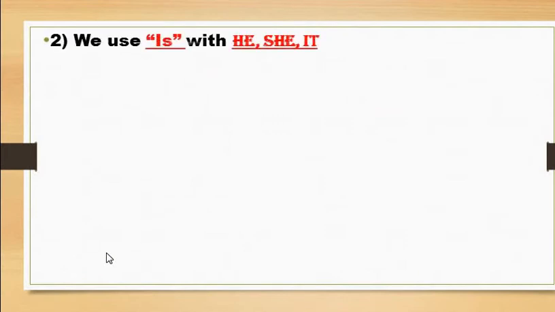The second sister is. Who are the friends of is? He, she, it. So, is has three friends. Who are these friends? Let's say them together.